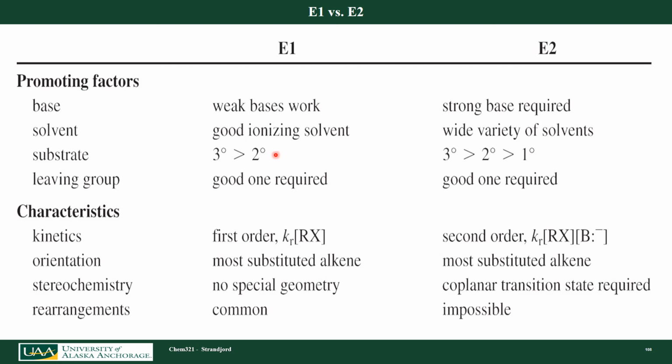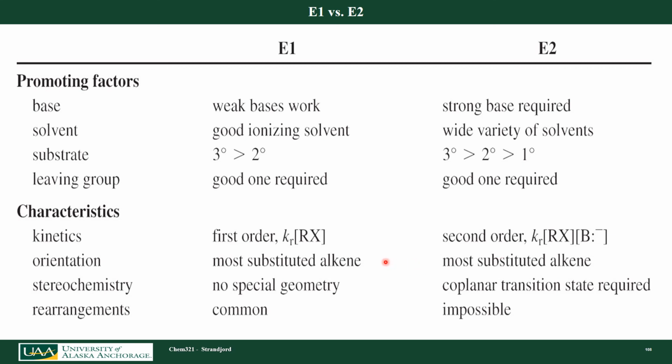If we look at the substrates, a tertiary alkyl halide is favored over a secondary for an E1 elimination. That's because I go through a carbocation and the tertiary carbocation is more stable. For an E2 reaction, the tertiary is more favored over the secondary, which is more favored over the primary, but you can do eliminations with all three of them using the E2 mechanism. Leaving group, both of them require a good leaving group, a good alkyl halide. If we look at the characteristics of the two different types of elimination reactions, E1 is first order. It's only dependent on the alkyl halide forming the carbocation, whereas the E2 reaction is dependent on both the alkyl halide and the base forming a transition state.